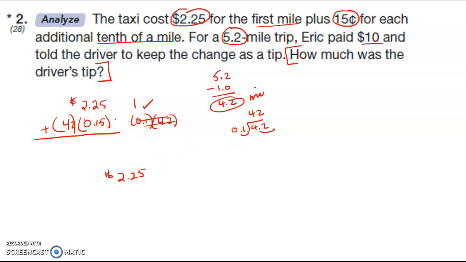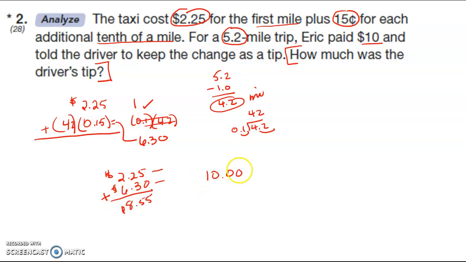So let's see, 42 times 0.15. So this part is $6.30. Okay. So first mile and then 42 tenths. So this is how much Eric was charged. So $6.30 plus $2.25 is $8.55 was how much he was charged.